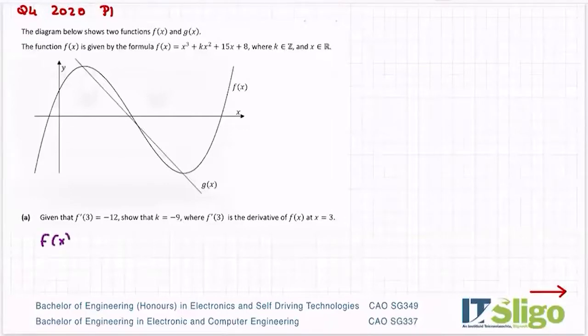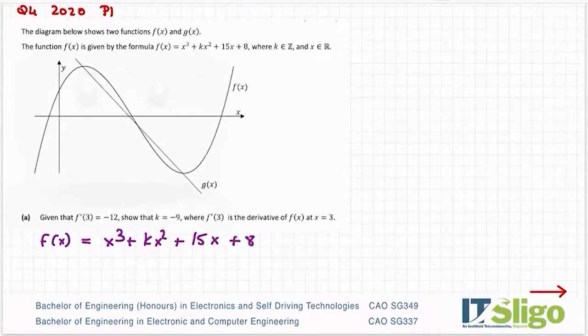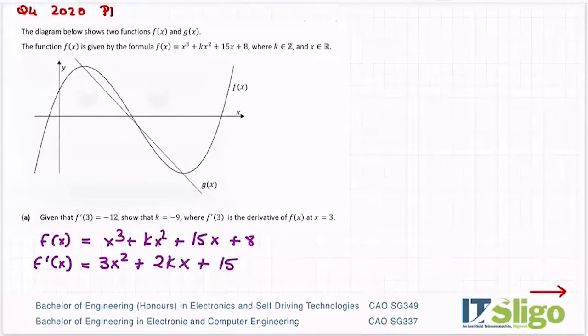So we have our original f of x equal to x cubed plus kx squared plus 15x plus 8. Okay, so if I was to differentiate so that I could get f dash of x, I would take down the power, reduce the power by 1, take down the power, reduce the power by 1, and then 15. Okay, what they've told us then is f dash of 3 is equal to minus 12. Okay, so let's use this information.